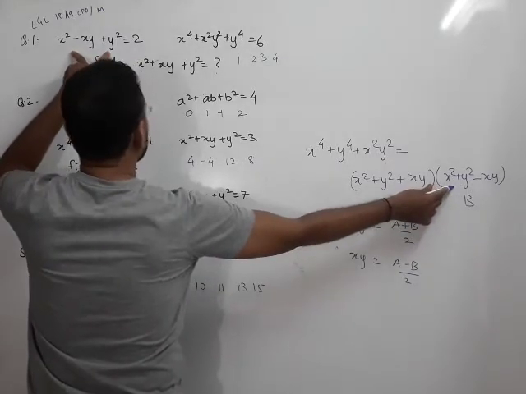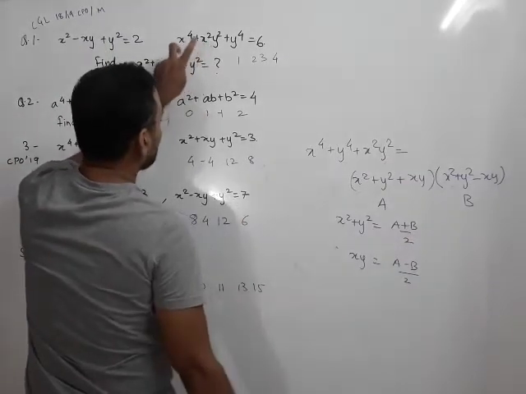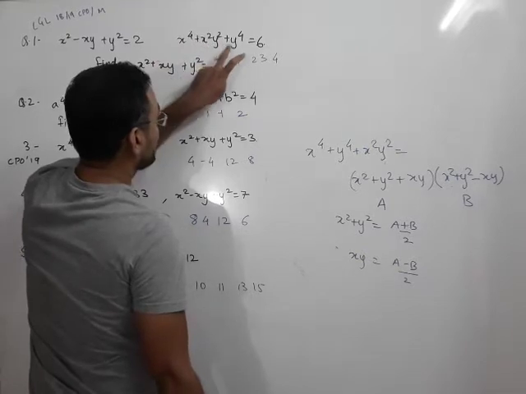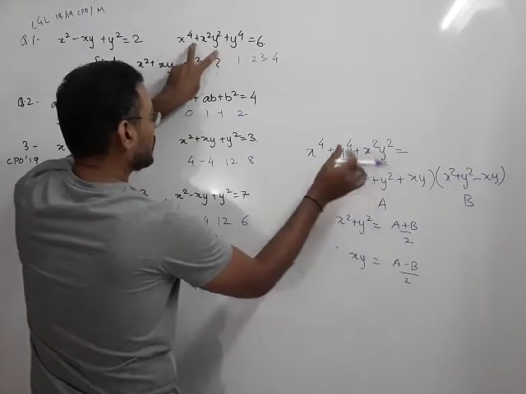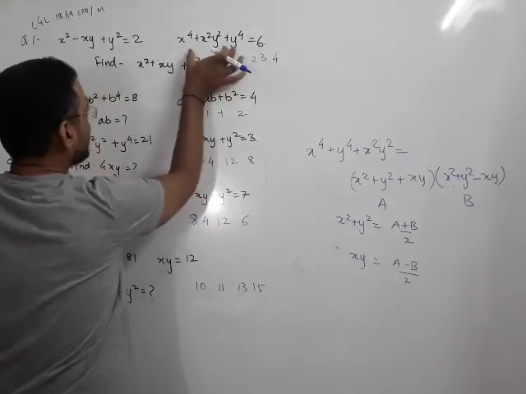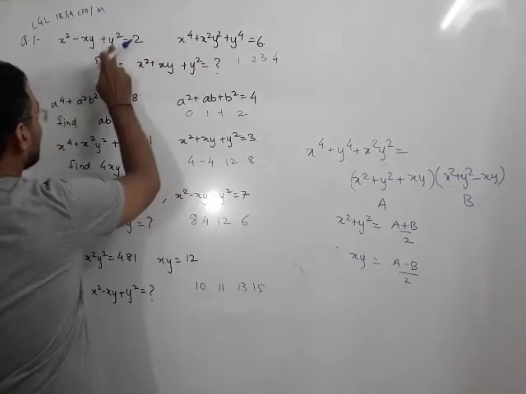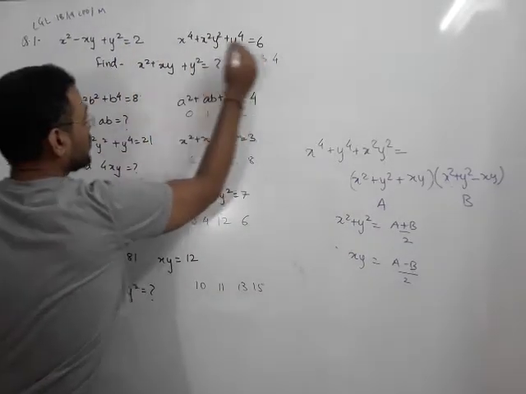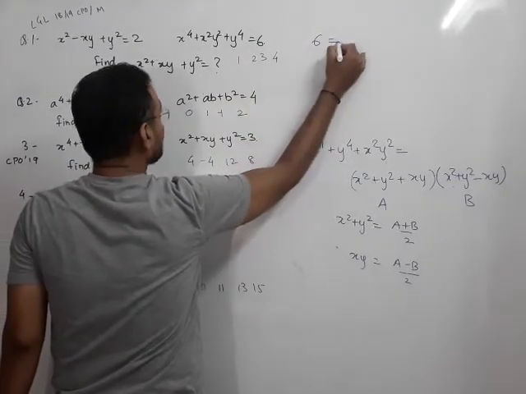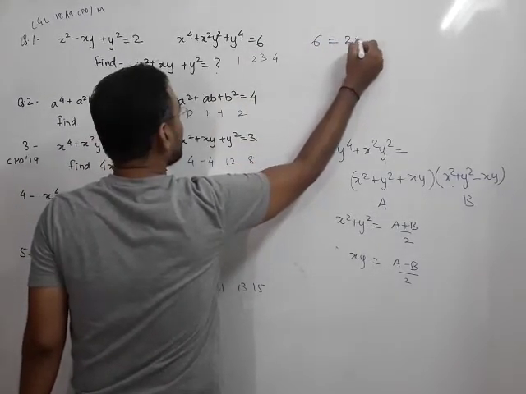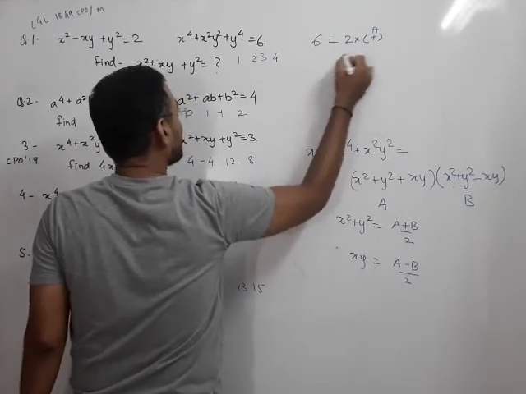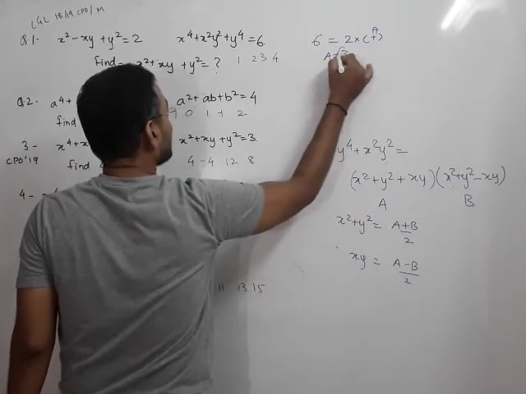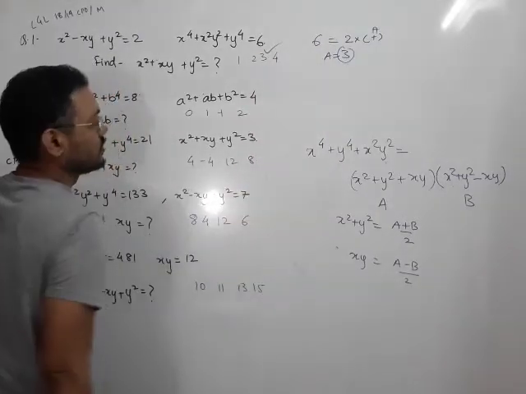This is given: x square plus x raised to 4 plus y raised to 4 plus x square y square. Means my combined term is given. So this I know is a multiple of this and my plus term. So 6 is a multiple of 2 and my plus term, which I call A. So what is the value of A? A is 3. 3 is the answer.